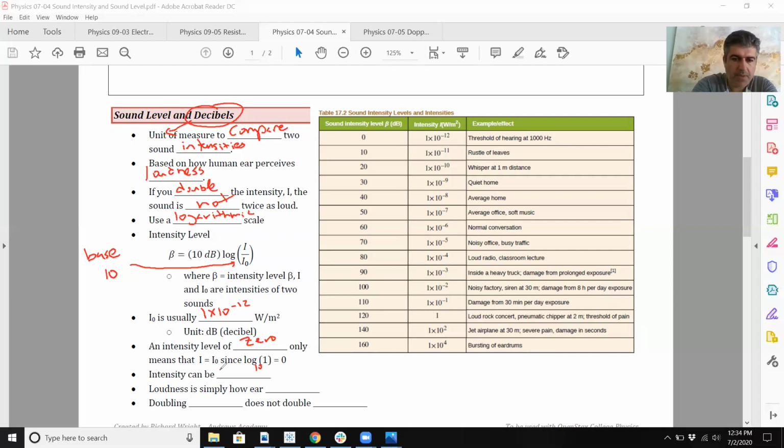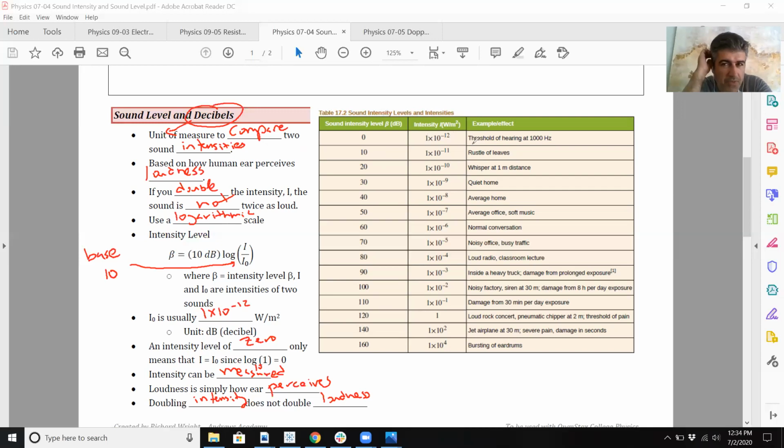Intensity can be measured, and this scale reflects how your ear perceives the sound. Doubling intensity does not double loudness. So what we see is that the sound intensity actually goes up by a factor of 10 because these are all powers of 10.